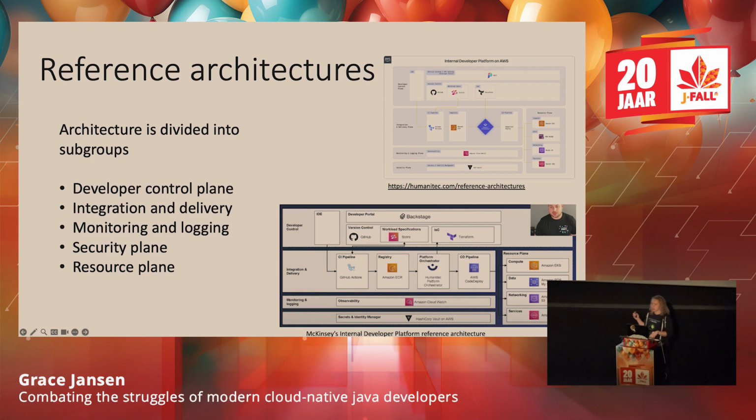The other option is that some have distilled these patterns into different options as well. So the one at the top is from Humanitec. They've got reference architectures for AWS, Google Cloud, and Azure. So if you're already using one of those cloud providers, you can check out their reference implementations. It's available as a PDF free online. And you can go and check out what they'd recommend for each of these same subgroups again.